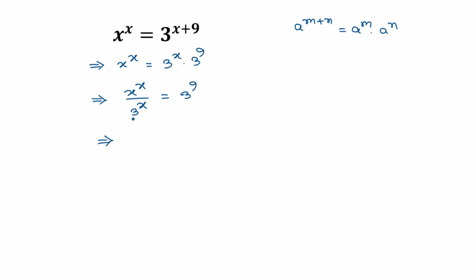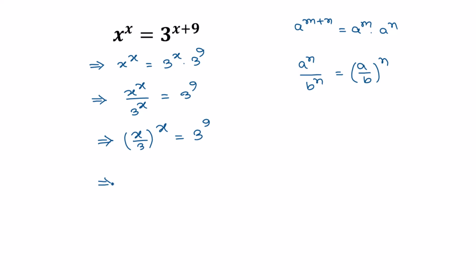Now again applying this exponential formula, a to the power n divided by b to the power n is a over b and whole to the power n. Now applying this formula, x to the power x over 3 to the power x, we can write x as a and 3 as b. So x over 3 and whole to the power x is equal to, right side is 3 to the power 9.